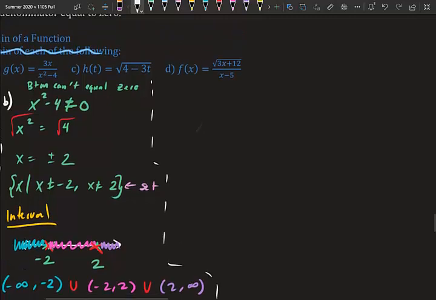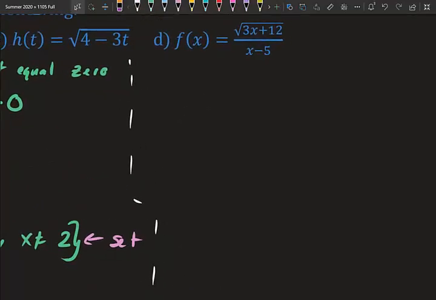Alrighty, part C. So part C, we ask ourselves two questions. Are there any radicals? Yes, we have one. Are there any fractions with variables in the denominator? Nope. So for part C, we only have a radical. What we do when we have radicals is we set the inside greater than or equal to 0. Why? Because inside radicals, you cannot have negative numbers. We do not have square roots of negative numbers. It's imaginary. So let's solve.